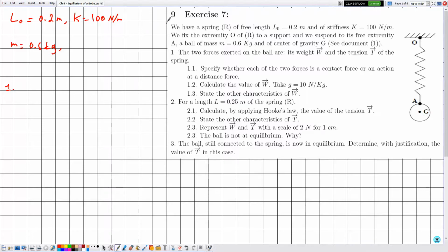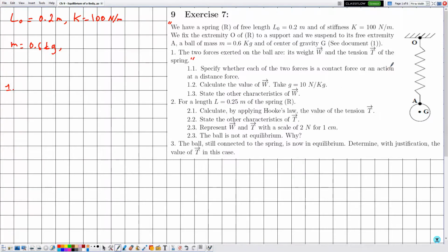Now notice that till this moment they didn't mention anything about the condition of equilibrium. Yet we didn't mention the forces. Number 1, they are telling us the two forces exerted on the ball are its weight W and the tension T of the spring. So till this moment they didn't mention anything about the condition of equilibrium, then we are not allowed to use it.